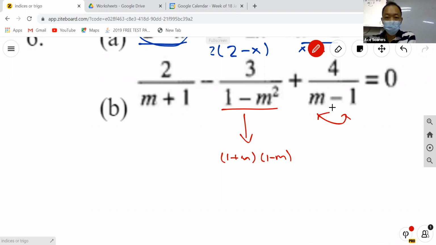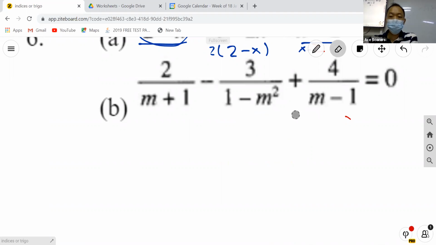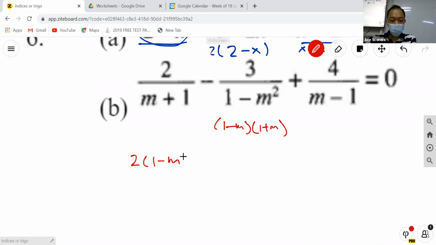We combine this. Let's see what it looks like. So we combine this, we're gonna multiply with 1 minus m, 1 plus m. So I times 1 minus m, so I get 2 times of 1 minus m, right? Divided by the denominator 1 minus m squared. This is still the same.